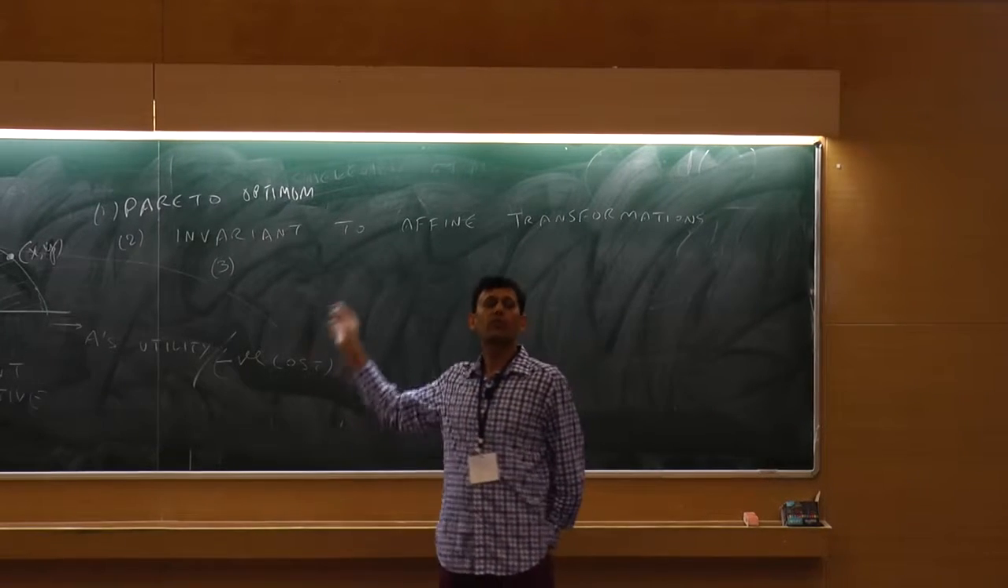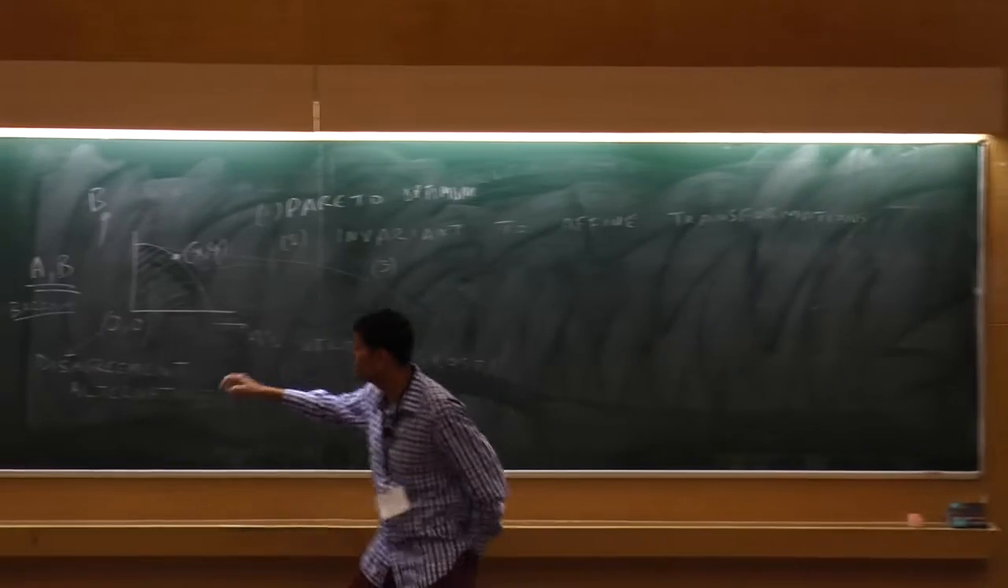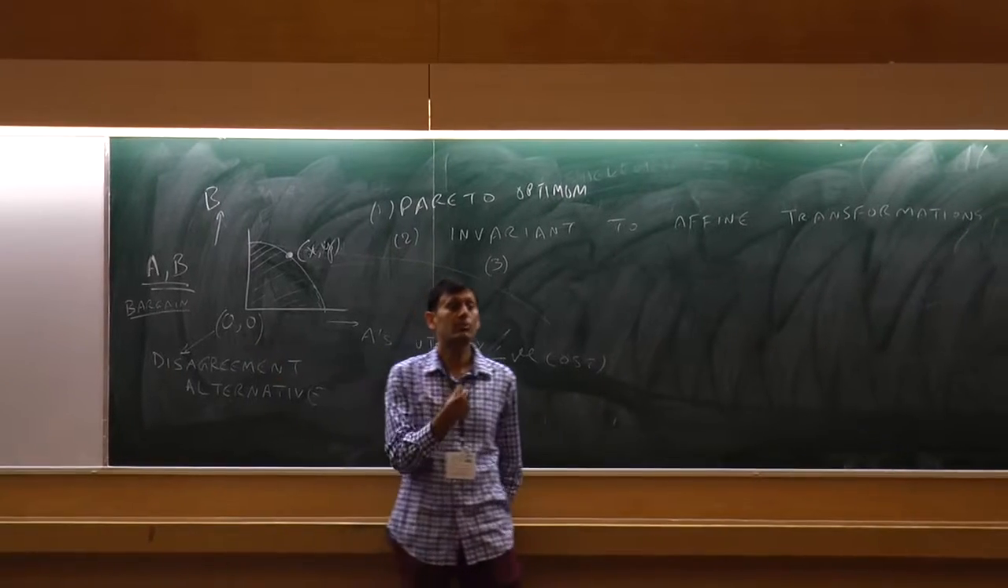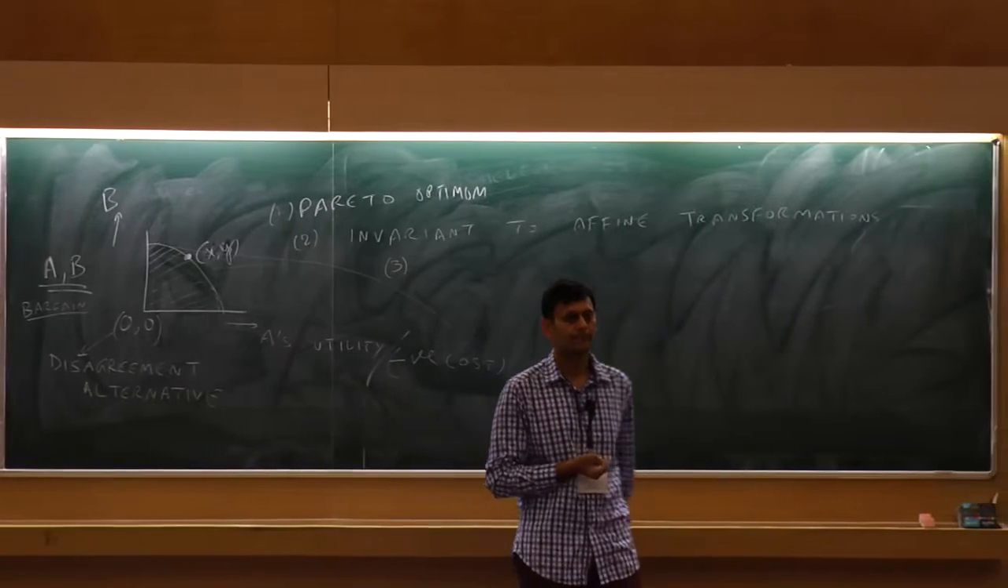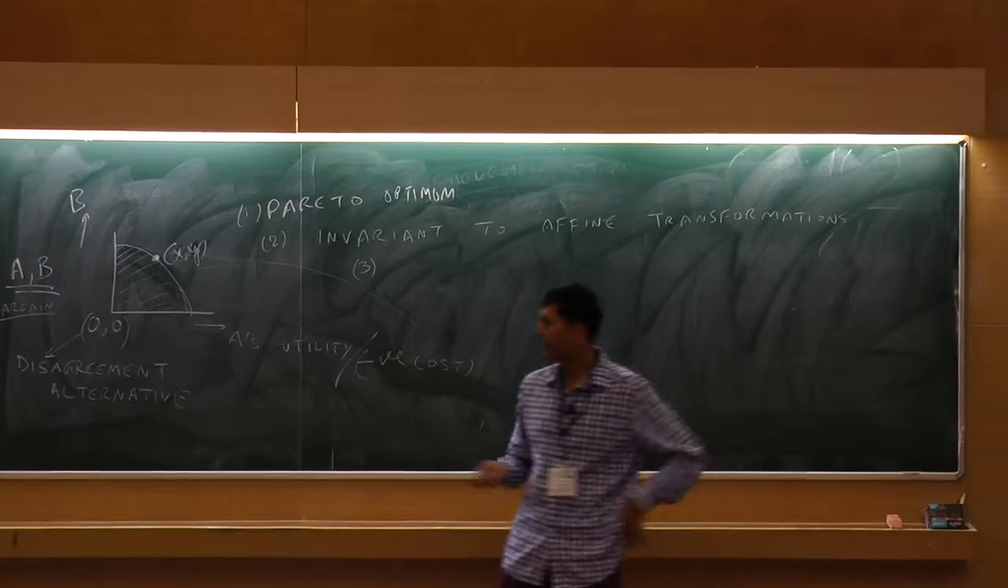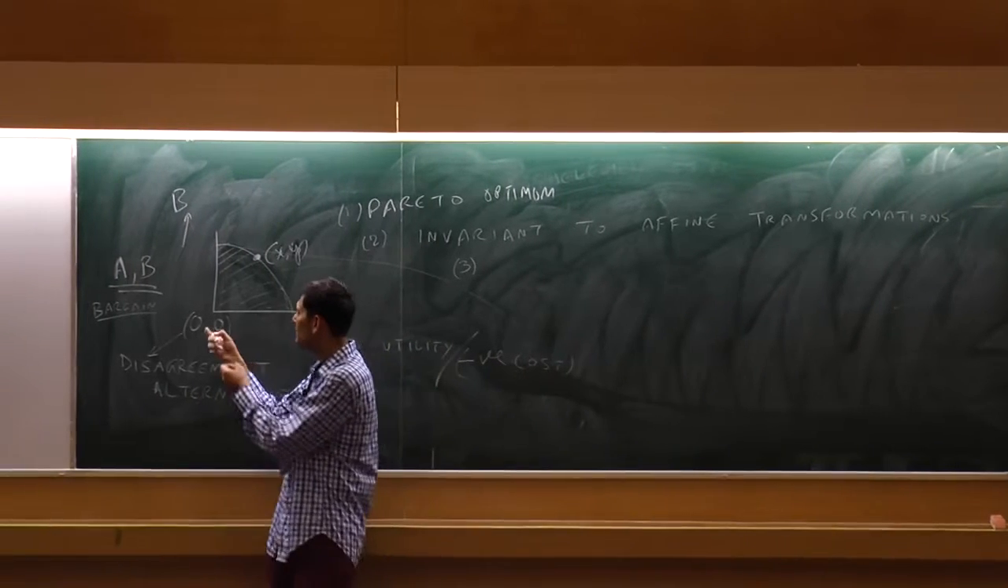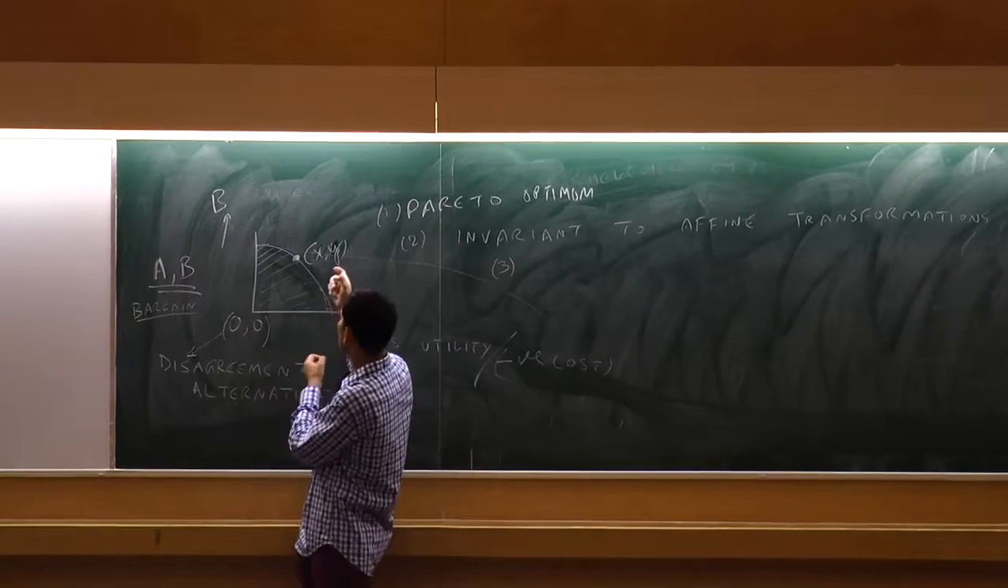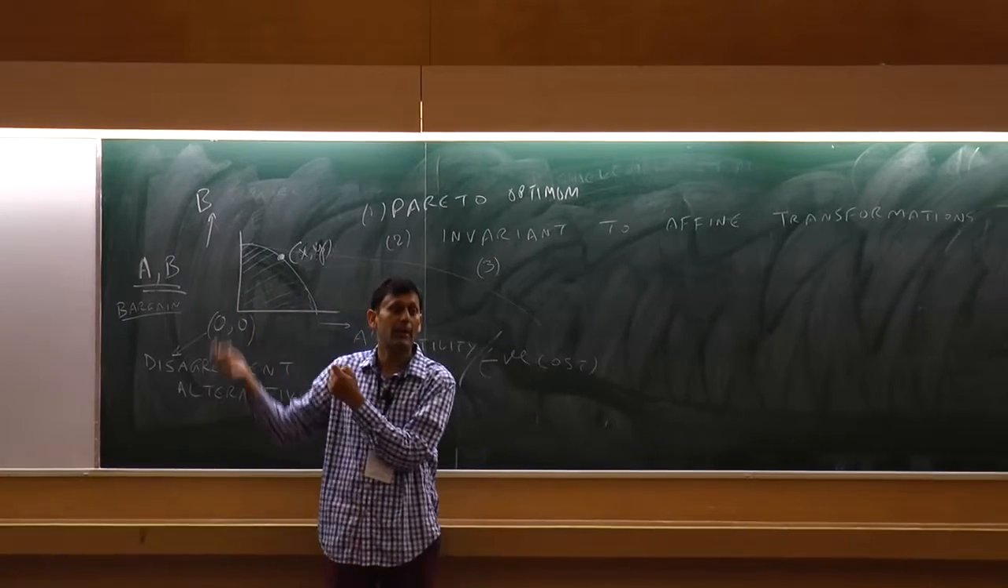Yeah, the disagreement point will also, because the disagreement point is fixed not in terms of utility, but in terms of what actually happens. So in fact, I could have defined the disagreement alternative as being x prime comma y prime, and then this would have been x minus x prime, y minus y prime.